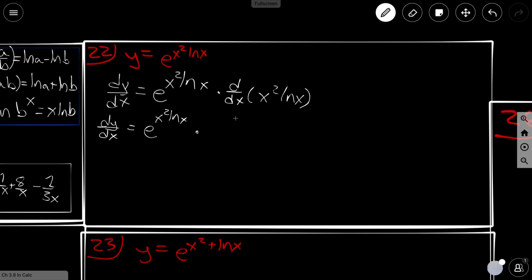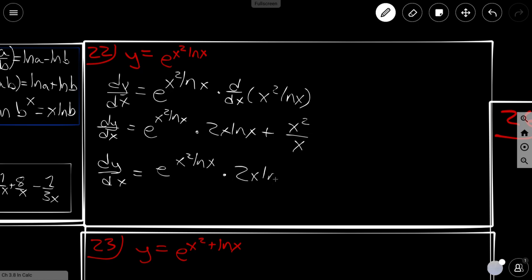So this is going to be the product rule. Derivative of x squared is 2x times ln x plus x squared times derivative of ln x, which is just 1 over x. Times 2x ln x plus x. That right there is our answer.